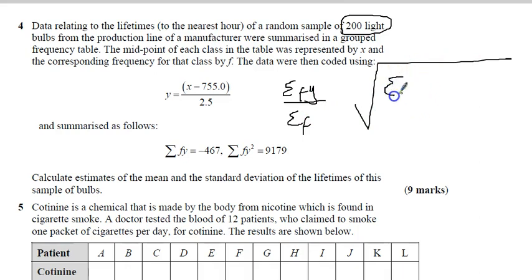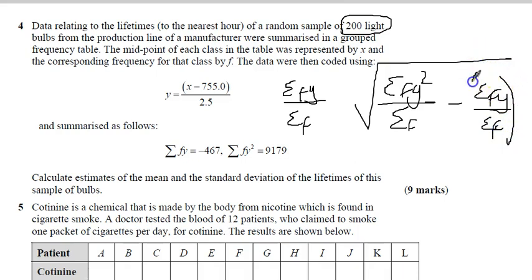and then the standard deviation, as we saw before, is the big old square root of sigma Fy squared, which is just that value there that we're given, divided by sigma F, minus sigma Fy over sigma F, and put that in a bracket and square it. Again, just pop the values in and you've got the standard deviation of the coded value. But that's not what we want. We want the values for the actual data, so we need to decode these.